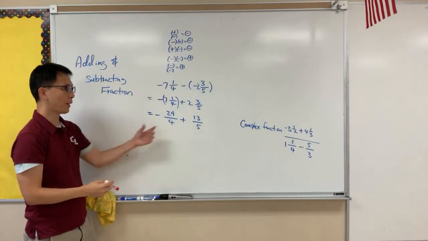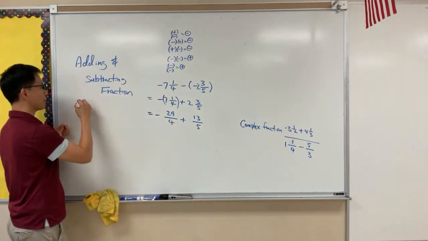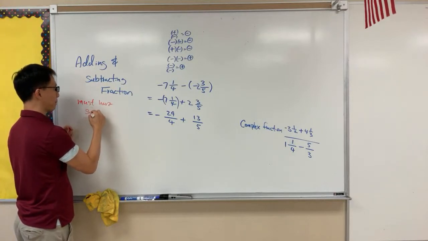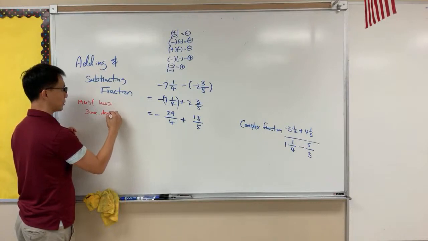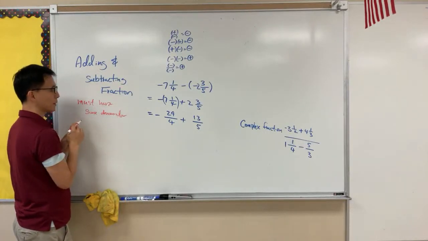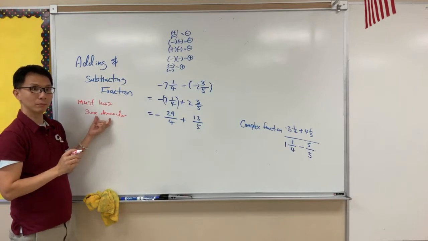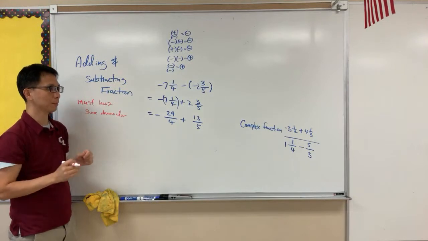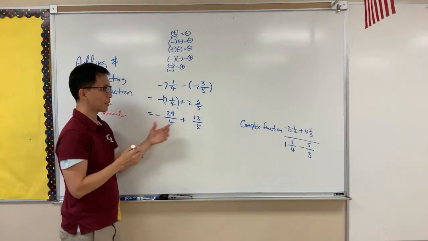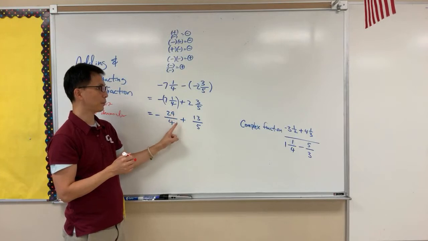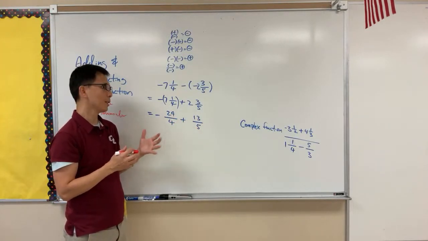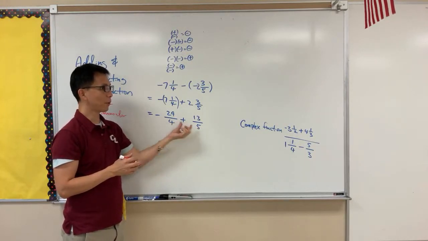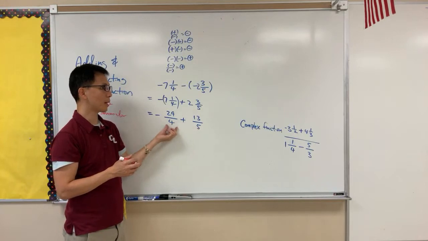Now, if I'm adding and subtracting, it must have the same denominator. But not for multiplying. For multiplying, you don't need the same denominator. Just multiply top by top, bottom by bottom. In order to get the same denominator, here I have 29/4 and 13/5. How do I make them have the same denominator? I want to think about a common denominator between 4 and 5. In this case, the least common denominator is going to be 20.